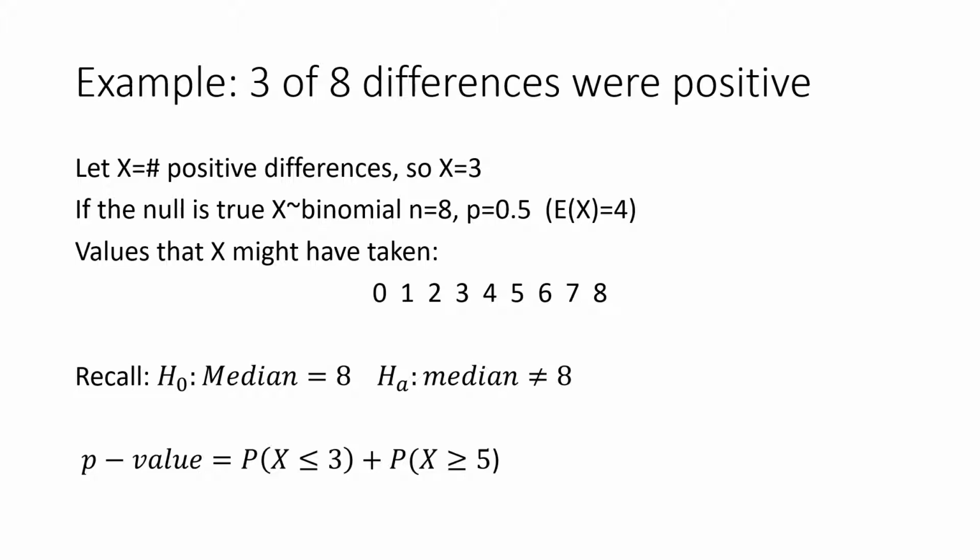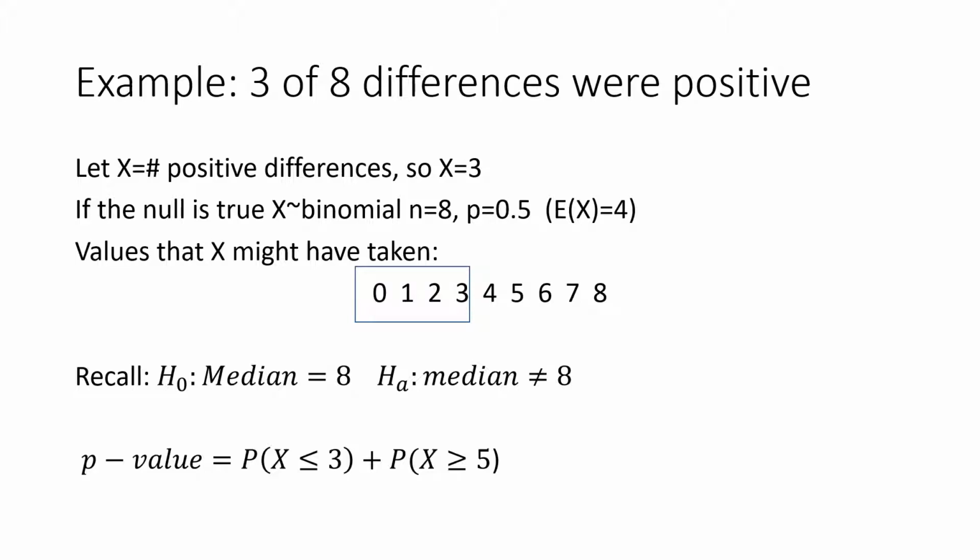Now, the p-value I'm going to find by finding the probability that x is less than or equal to 3 or greater than or equal to 5. Let's look at why. What I actually observed was that I had 3 positive differences. So I'm thinking about things that are as extreme or more extreme in support of the alternative. If I was expecting 4 positive differences, I saw 3. So anything 3 or fewer is going to be farther from what I expected. All of those would be things I'd want to include when I'm finding my p-value.